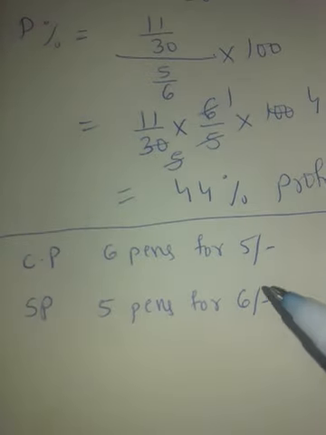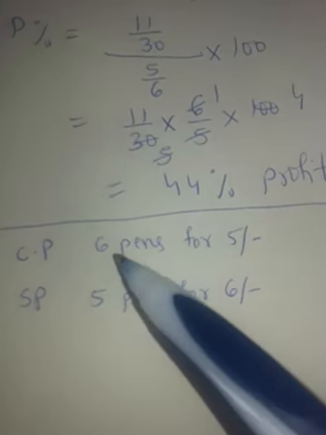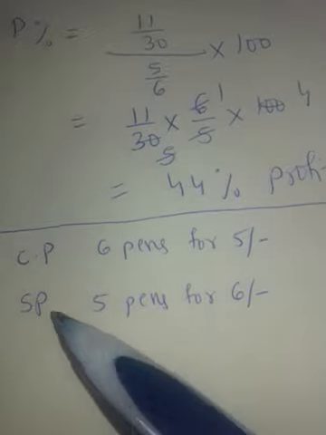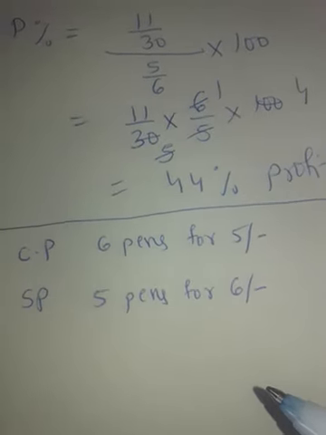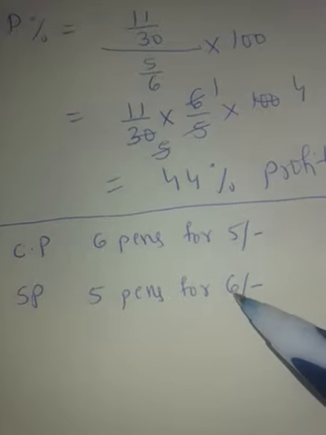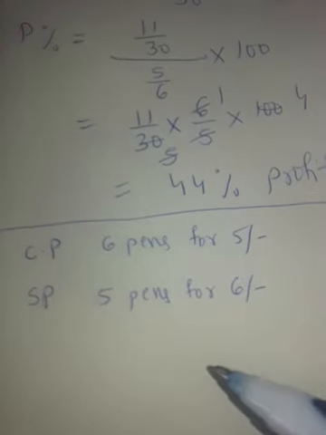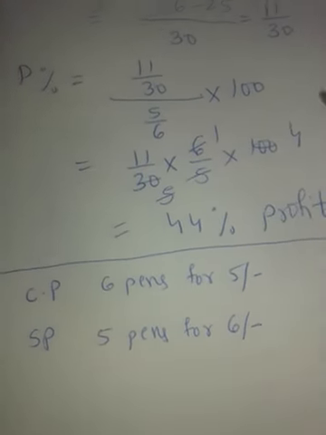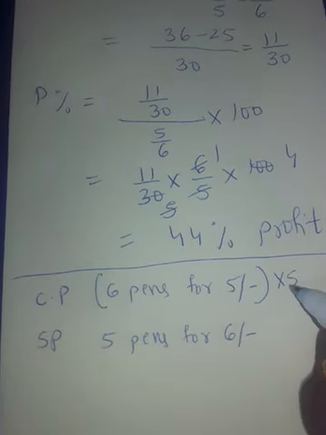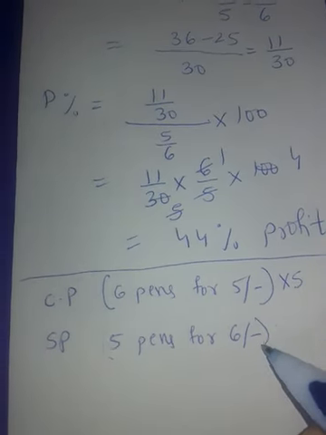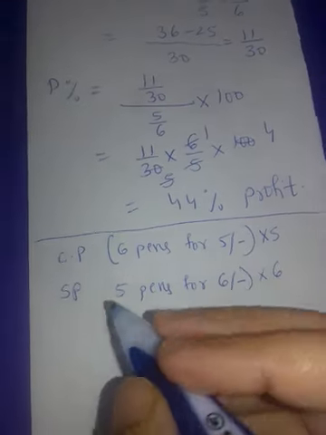Now let's see the other method also, where you can avoid fractions. Cost price is given to us: 6 pens for 5 rupees. Selling price is given to us: 5 pens for 6 rupees. And what is the condition? To compare these prices, the quantity should be equal. 6 pens and 5 pens. So their LCM is 30. So what can I do? I can multiply this by 5 and this by 6. 6 pens, 5 rupees. So 30 pens.